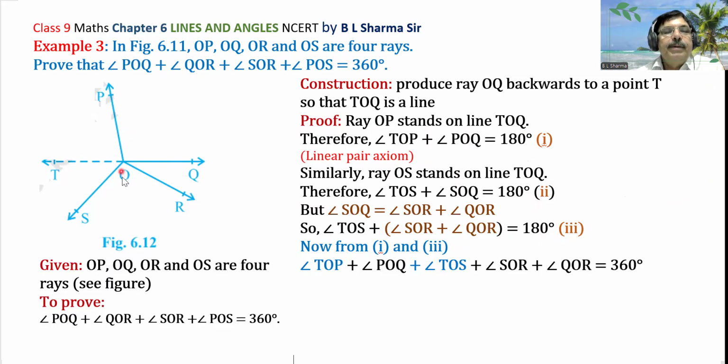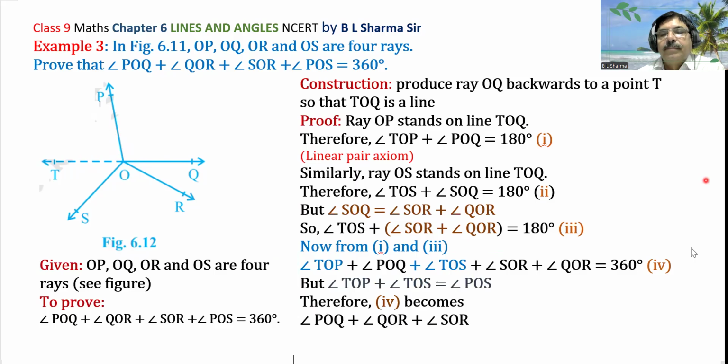We have to add these two angles: angle TOP plus angle TOS. See in the figure, in place of angle TOP plus angle TOS you can write angle POR. The sum of these two will be equal to angle POR. So in place of these two, write angle POR and you will get your answer. So that's all for this question.